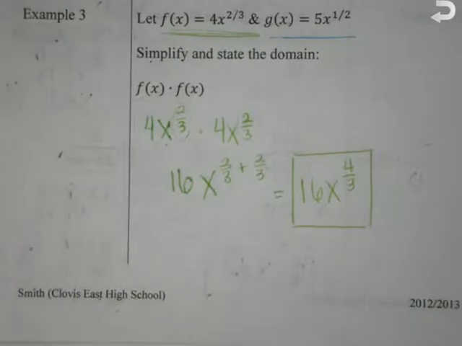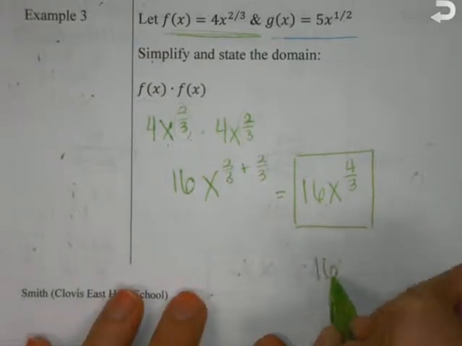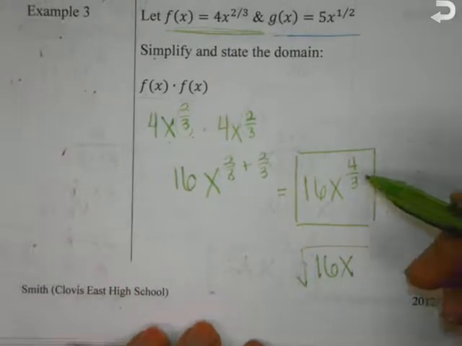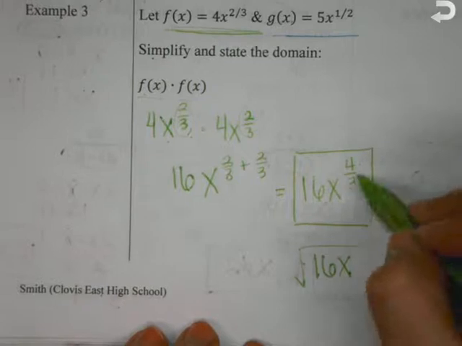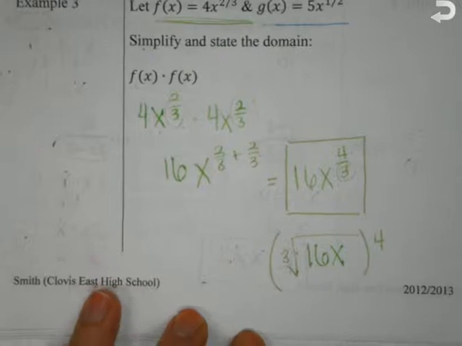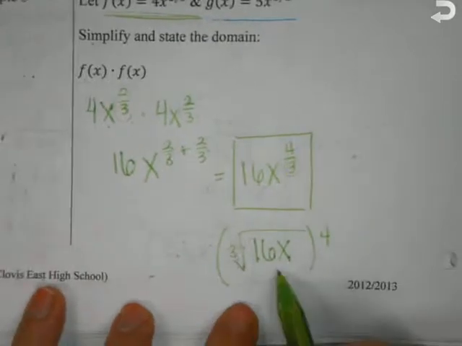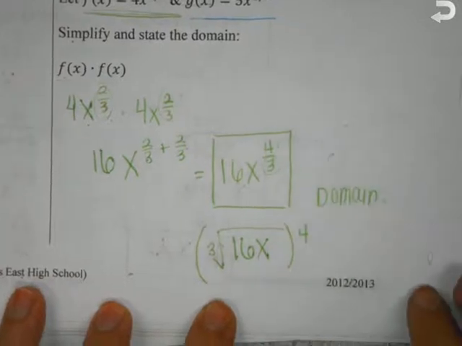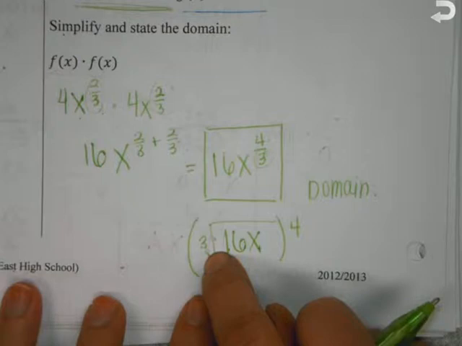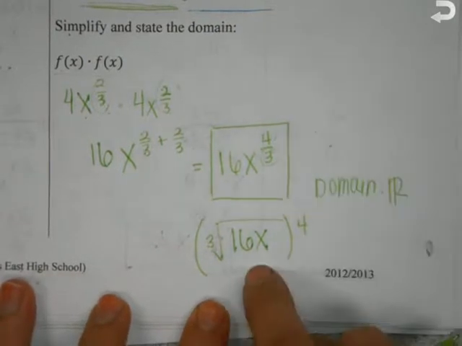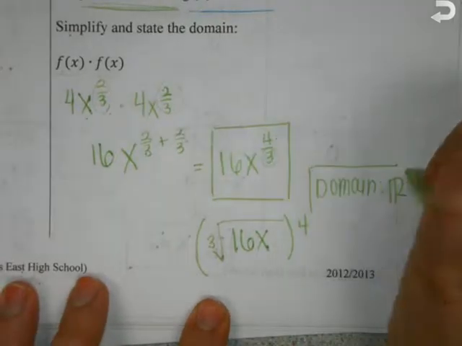We could rewrite this in terms of roots. So what would my root be? This is 16x and it's inside the root. What's the index of the root? Is it 4 or 3? It's 3. So this is a cube root, all of that being raised to the 4th power. You guys agree? Okay, so if I'm looking at this, what would my domain be? If my root is a cube root, what would the domain be? All real numbers. We are not restricted when we have a cube root. So my domain is going to be all real numbers.